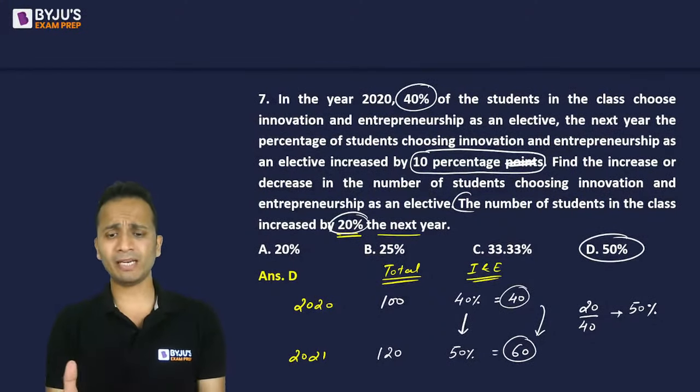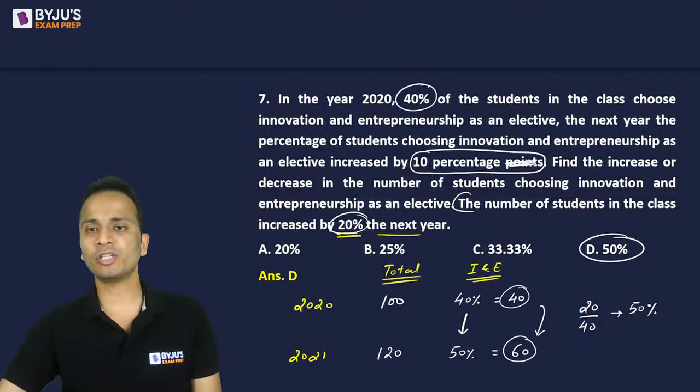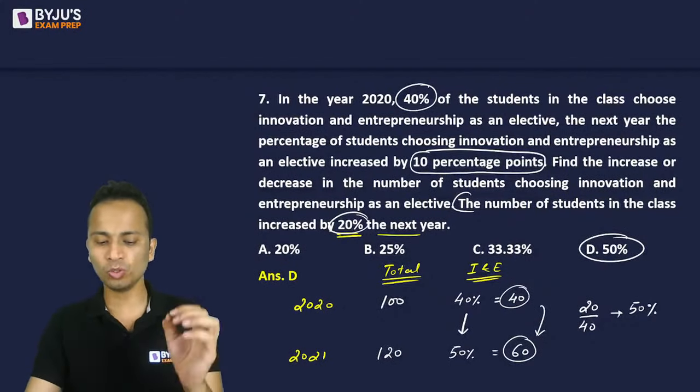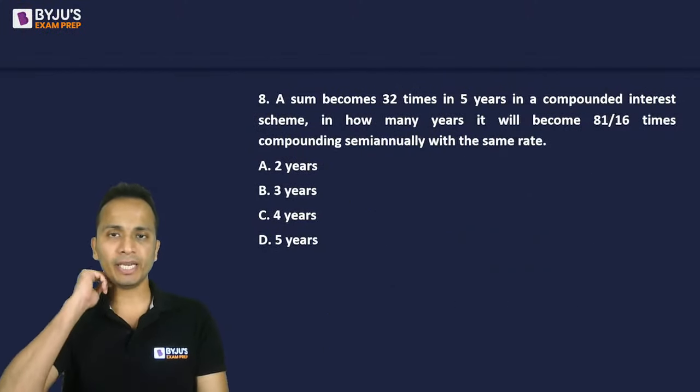There might be some students who have seen this percentage points thing for the first time in their life. So this is what we mean by percentage points: direct addition to the initial percentage. Let's move ahead and look at question number 8.